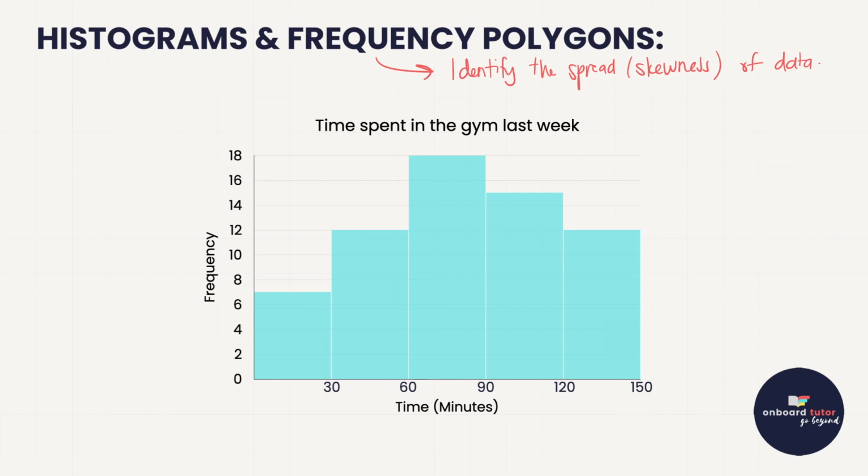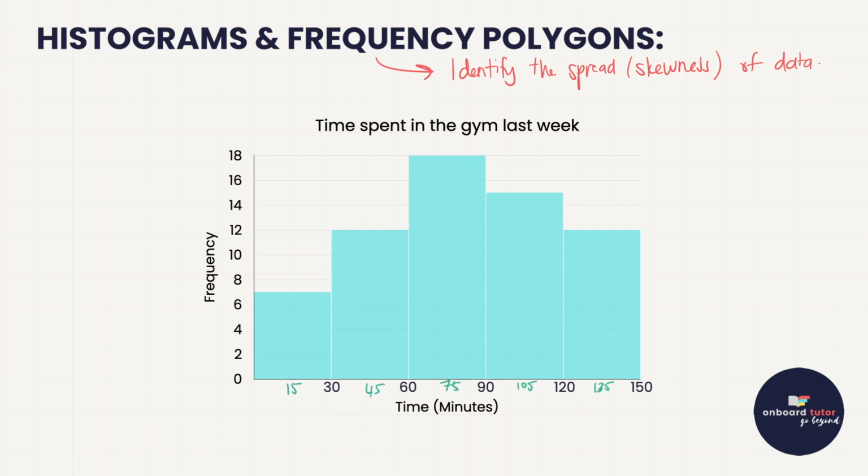Let's first work out the midpoints of each class. So 0 plus 30, that's 30, divided by 2, gives me a midpoint of 15. Then 30 plus 60 is 90. 90 divided by 2 gives me a midpoint of 45, and so on. So 75, between 90 and 120, 105, and then finally 135 is the midpoint there.